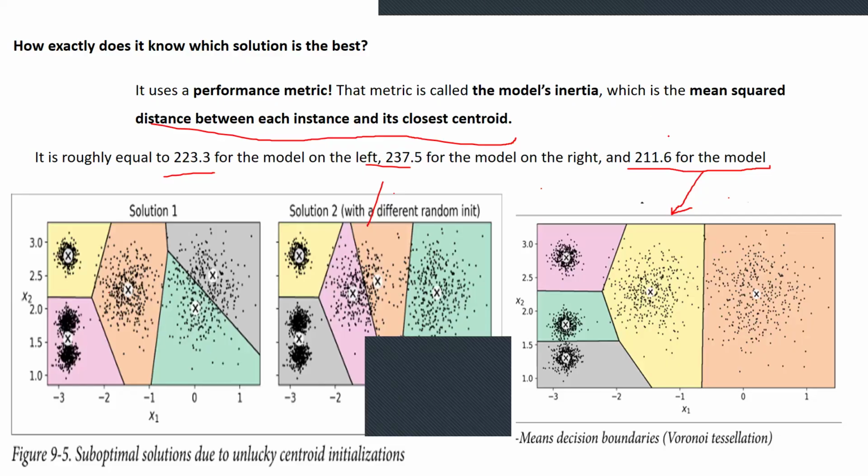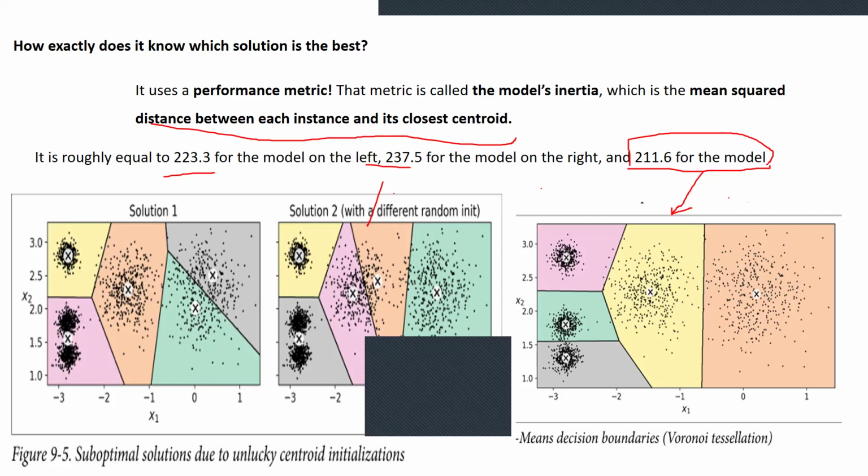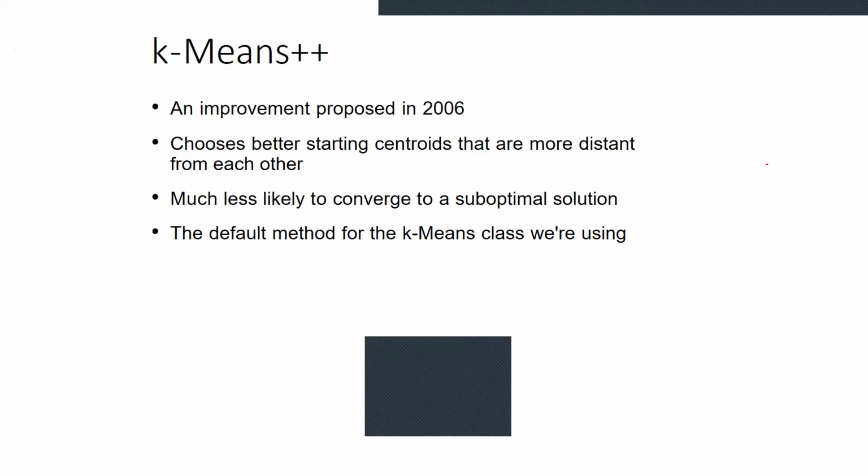And also here we are going to see one more point. How can we see this? The 2.11 model is going to be the best solution. So for the improvement of k-means, we also have the k-means++ algorithm. This improvement was proposed in 2016, and it chooses better starting centroids that are more distant from each other, and it is much less likely to converge to a suboptimal solution.